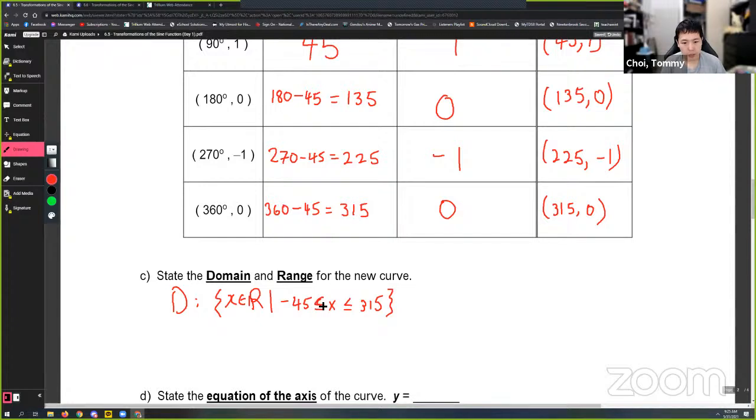Some people got these signs wrong. Remember, if there's two, there's a lower and an upper limit. We're doing the same less than or equal to sign.